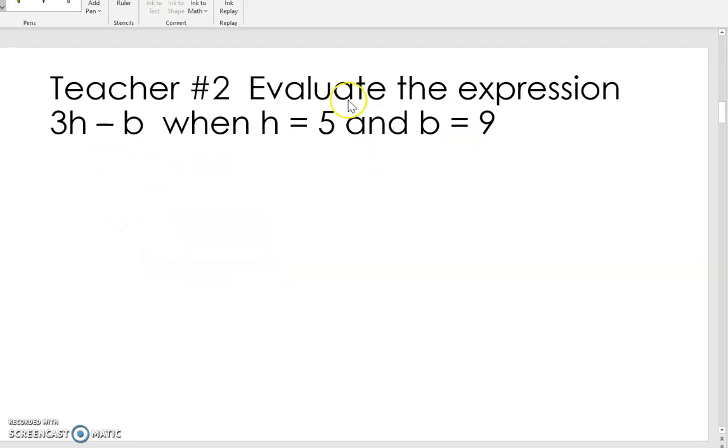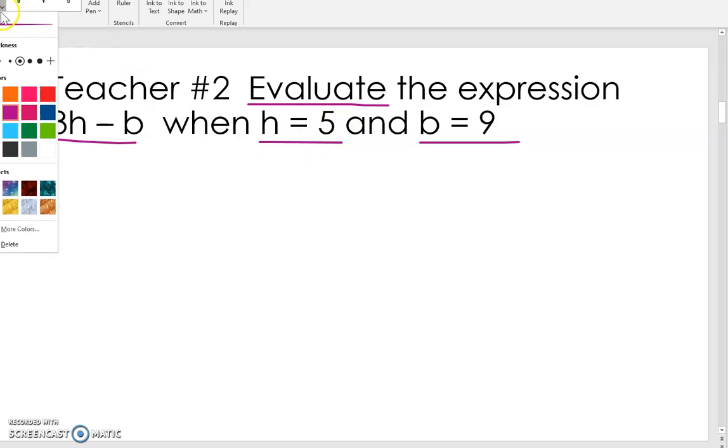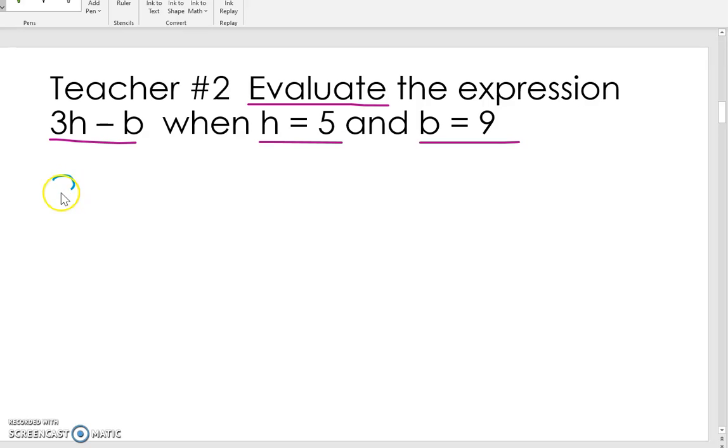In this unit, we've been working a lot on evaluating expressions. If we're evaluating something, that means I want to know what does it equal. So I'm going to replace in this expression both of these values for these two variables. Be careful that you're putting the right value in the right variable place. By that I mean h equals 5, so I want to make sure I'm putting 5 where the h is. When I do this, I'm going to place that variable in parentheses to start. So h is 5 and b is 9.